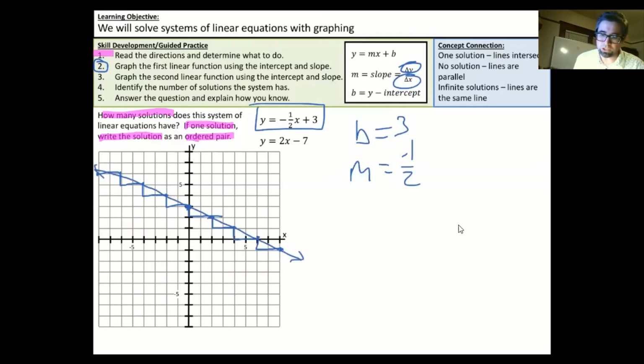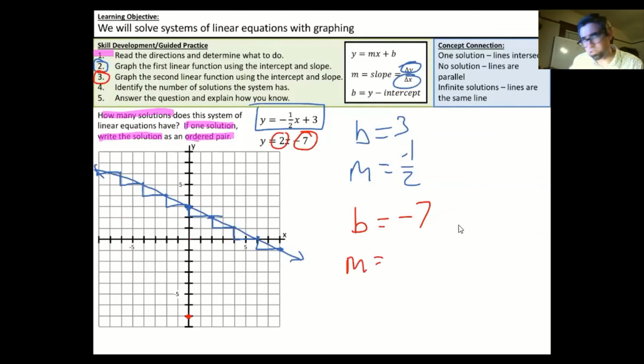Now let's go on to graph the second equation. Let's do this one in red. Again, identify the intercept and the slope. The intercept, negative 7, is the number by itself. That literally tells me to start at 0 and subtract 7 from the y value, all the way down here, negative 7. That's my intercept. Then the slope is 2.